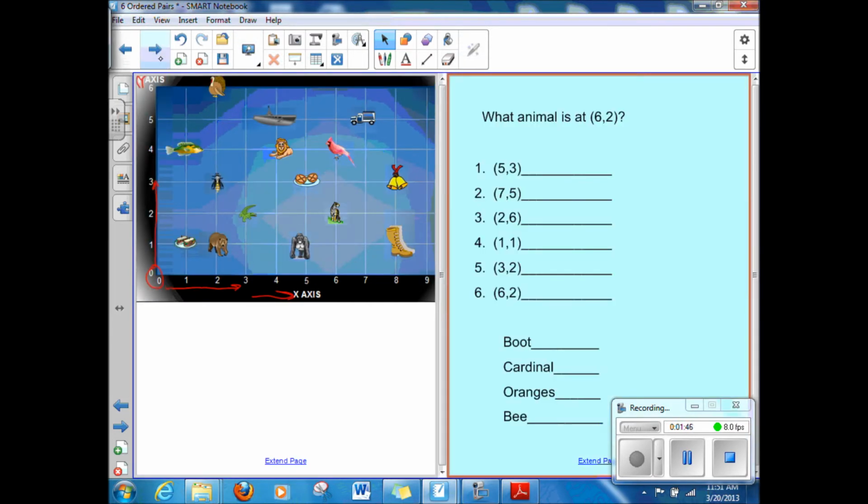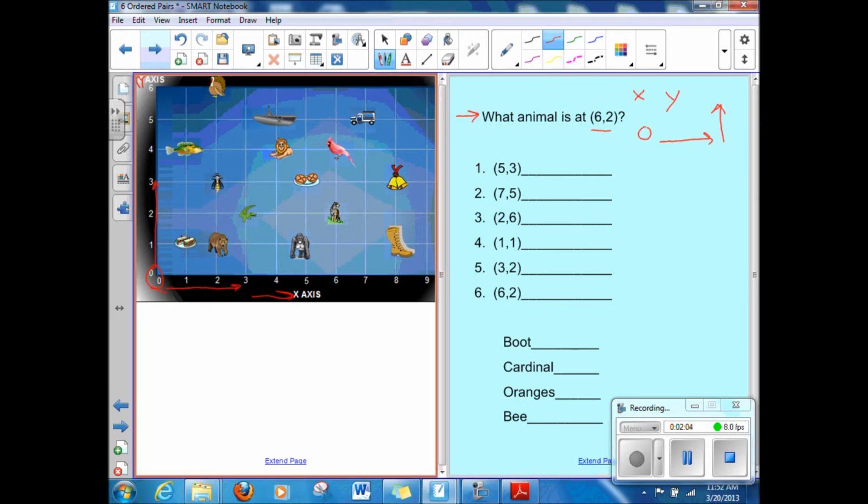I'm going to go to another page here that says what animal is at 6, 2. Remember, you go on your x-axis first, and then you go to the y-axis. Starting at 0, go to the right, and then you go up. Well, if I start at 0, going back to the picture page, start at 0, go over to 6, and then go up to 2. What animal is at 6, 2? Well, it's the tiger.